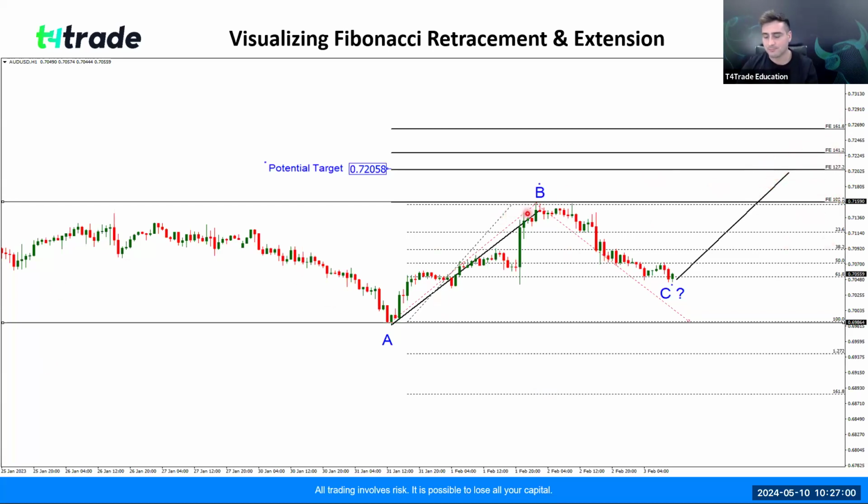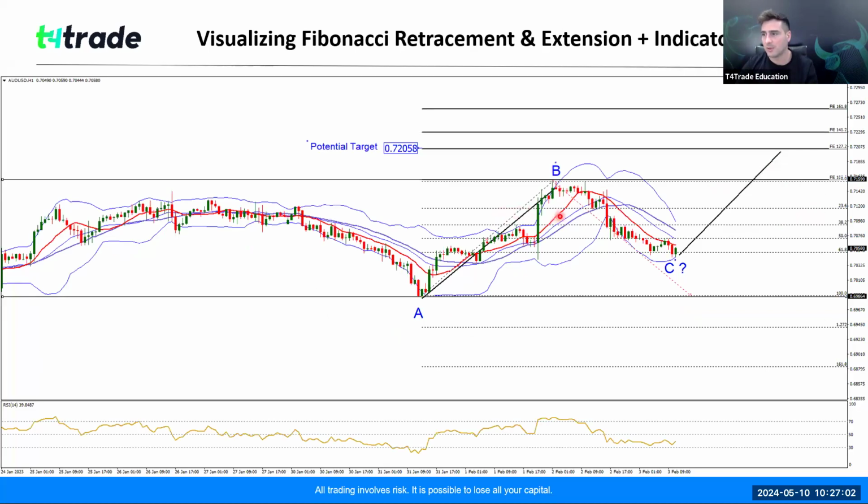Okay, so let's move on to the next topic. Next slide, excuse me. As we see here, we applied many other things to the chart as well: our Bollinger Bands, moving averages, RSI as well. And obviously, this has nothing to do with the Fibonacci retracement or the Fibonacci extension as a tool, but it has everything to do with the trading strategy that you're going to use and apply when you go out there.